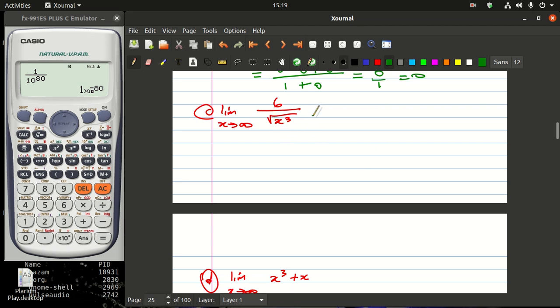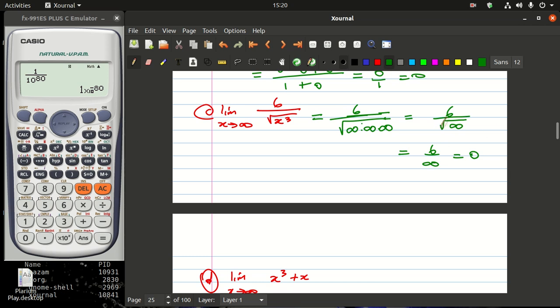Now, this one here, I can just take this infinity and plug it in there. I will get 6 divided by the square root of infinity cubed, which is the same as infinity times infinity times infinity. If you look carefully into this, you'll find out that this is going to be the square root of infinity. And because infinity is the biggest number there is, taking the square root of that infinity is just the same as getting infinity. So 6 divided by infinity is just going to be 0.